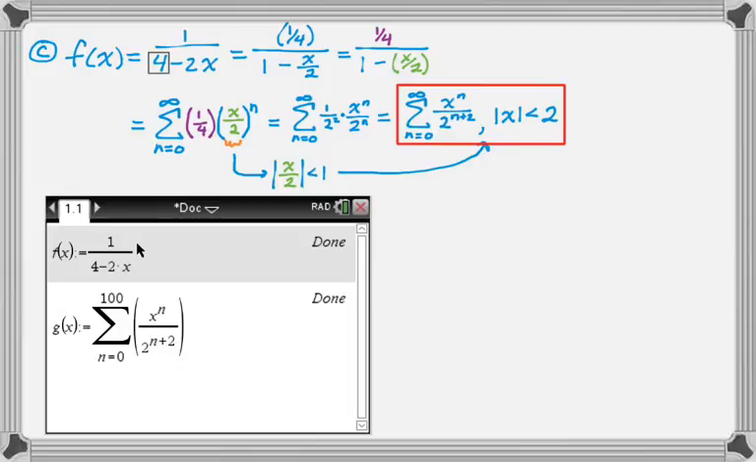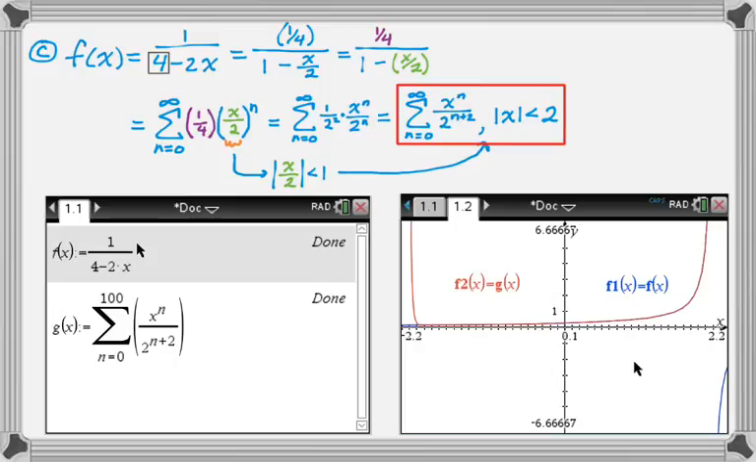So I'm going to define the sum from 0 to 100 of what I think my series is. And then I like to just graph. You can see on the graph that the two functions are almost completely overlaying each other on the interval from negative 2 to 2.